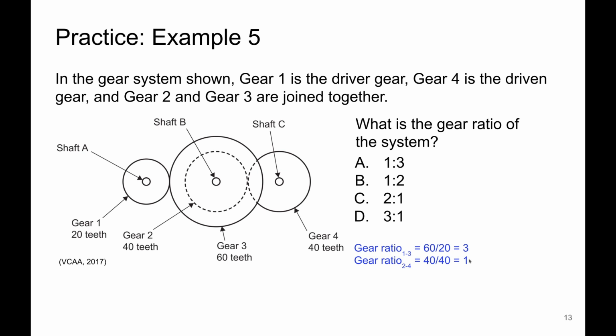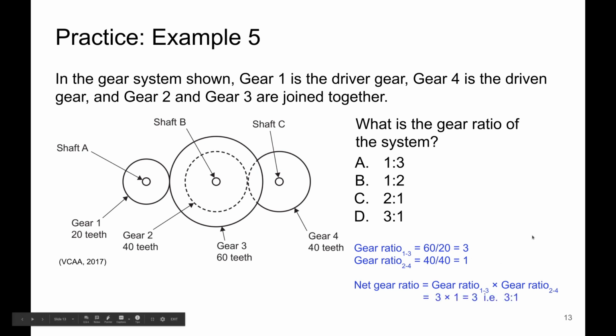Next is the gear ratio of gear 2 and gear 4, again because gear 2 is in contact with gear 4. In this case, you'll notice that they both have the same number of teeth, so the gear ratio is essentially 1. Therefore, the net gear ratio is the multiplication of these two gear ratios, and therefore we have 3 multiplied by 1, which gives us a ratio of 3:1, which is answer D.